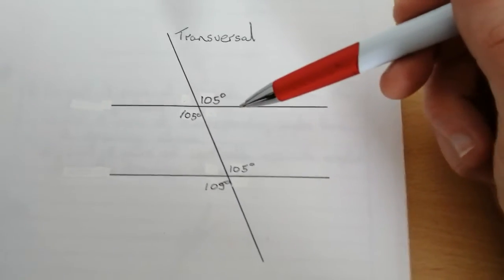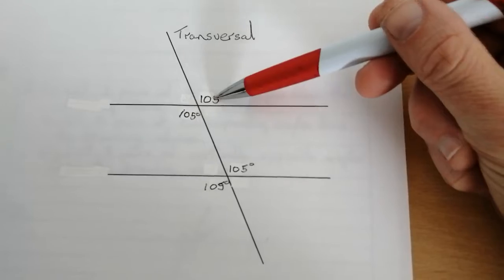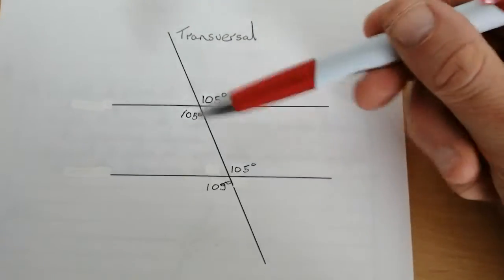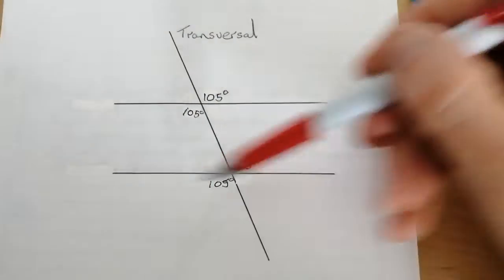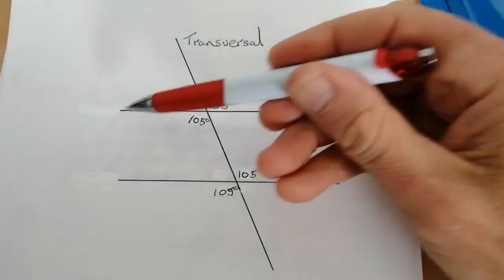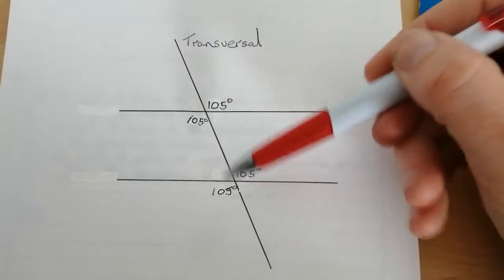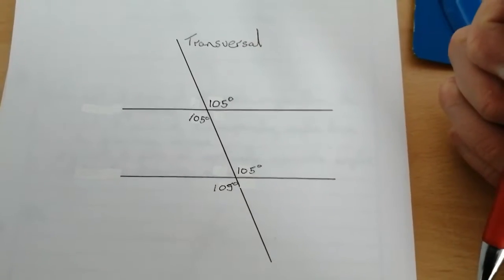The next thing to notice is I could just say, look, that and that are equal because they're corresponding. This and this are equal because they're corresponding as well if I was using my F's. Upside down F over here, backwards F over here to show that these are both equal. But now I want to move on.